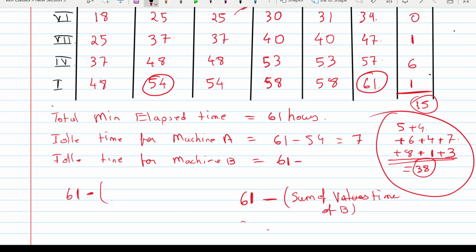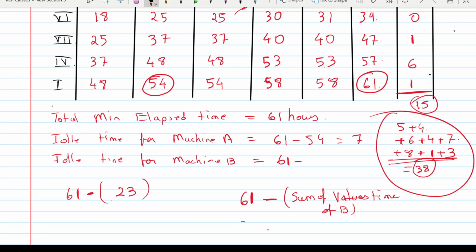23. Okay, so 61 minus 23 is how much? 38. Add all the time values of this machine, and then subtract out. 61 minus 23.